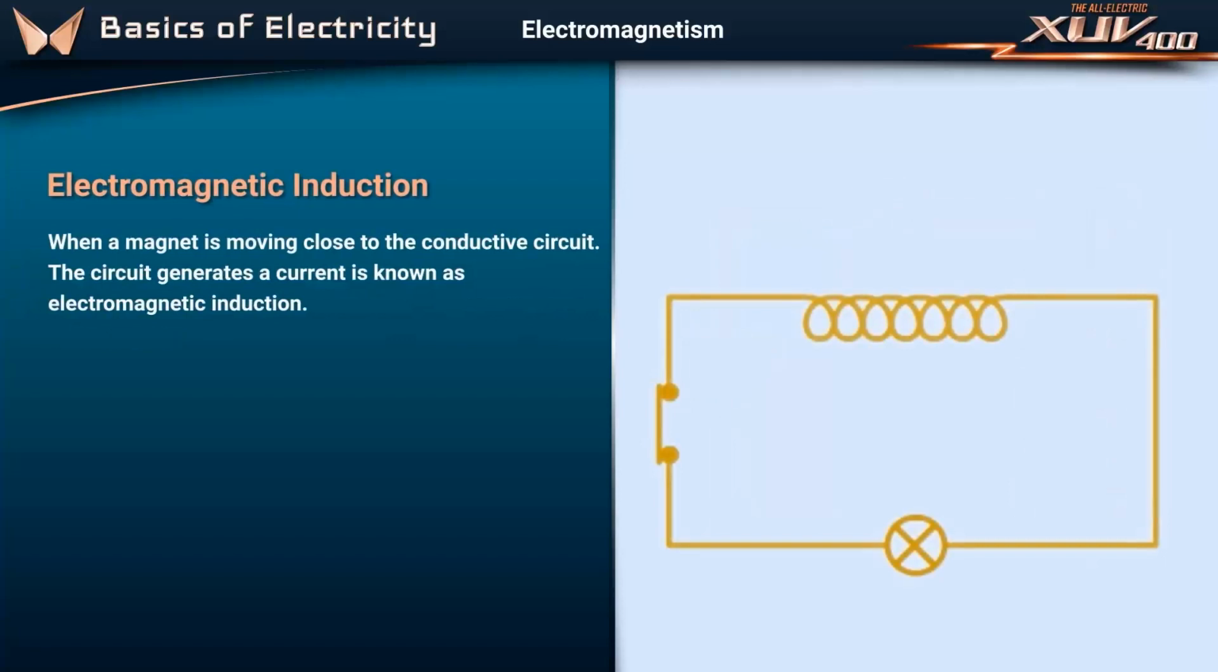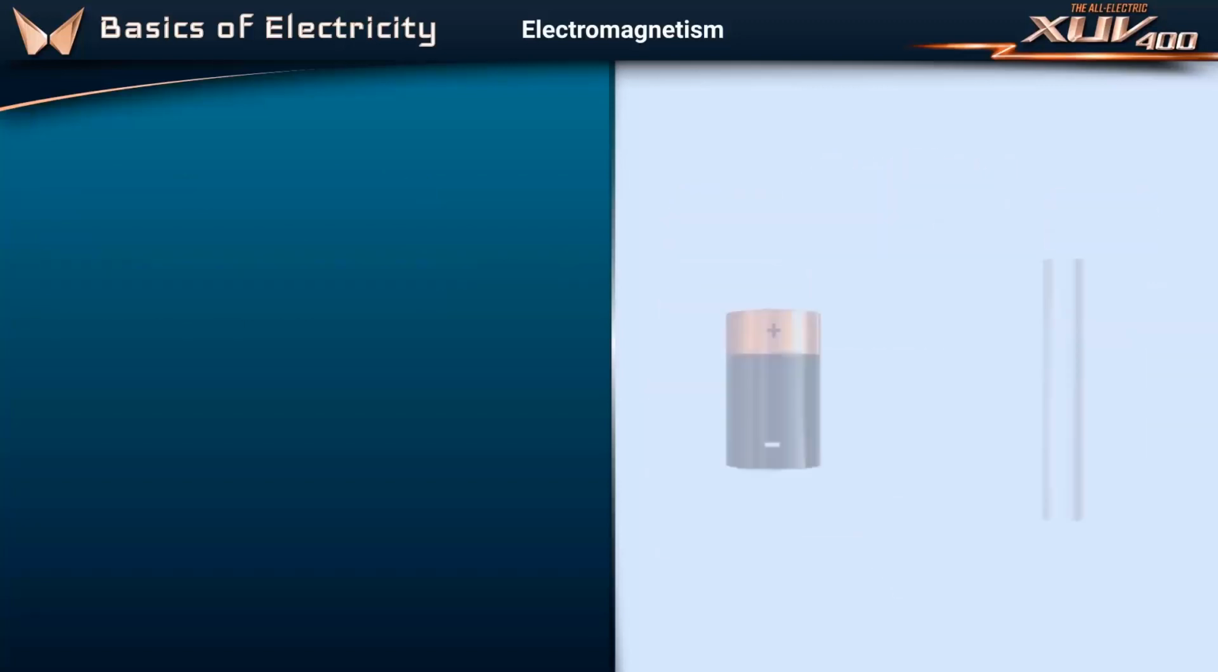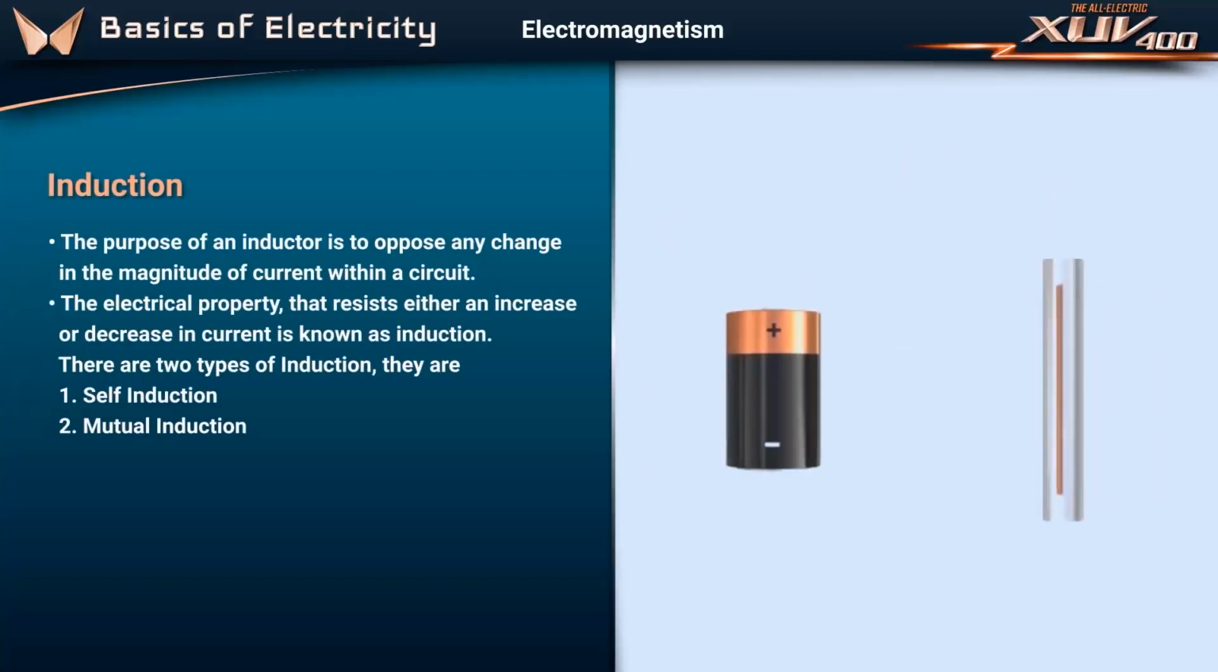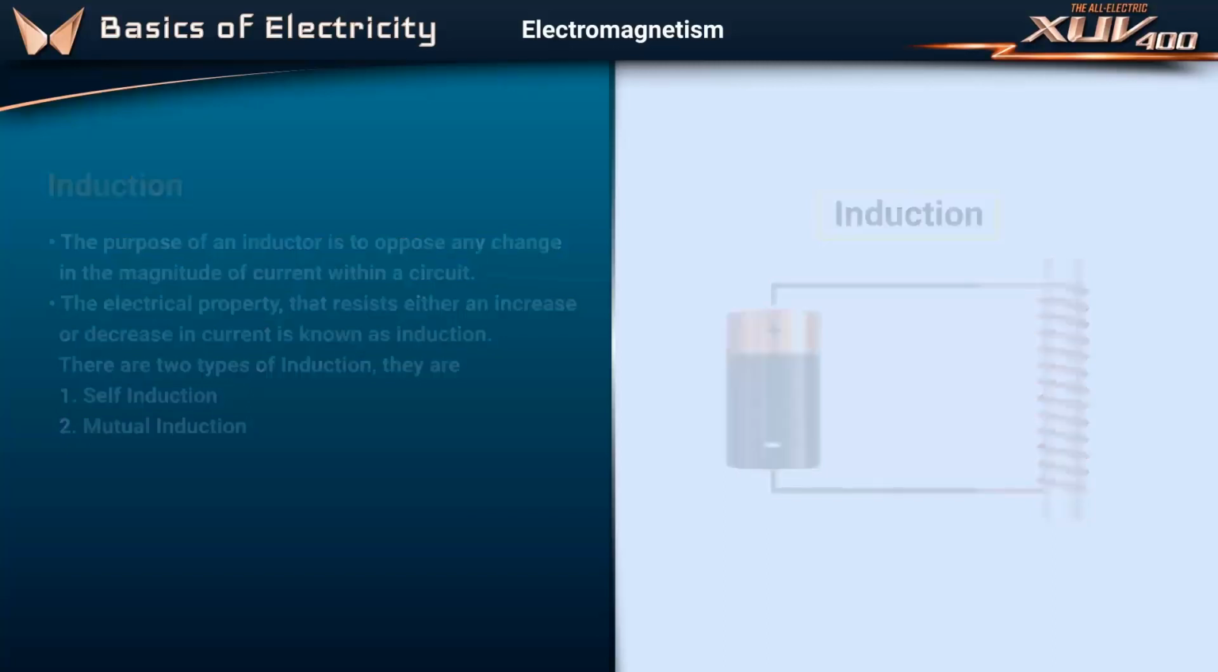Electromagnetic induction. When a magnet is moving close to a conductive circuit, the circuit generates a current, which is known as electromagnetic induction. Induction. The purpose of an inductor is to oppose any change in the magnitude of current within a circuit. The electrical property that resists either an increase or decrease in current is known as inductance. There are two types of induction: self-induction and mutual induction.